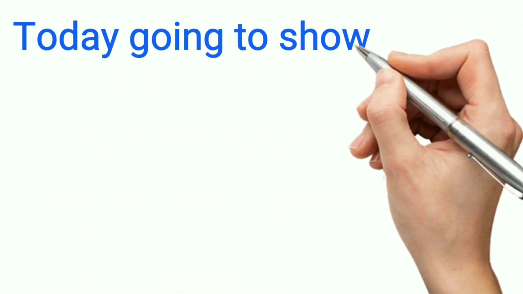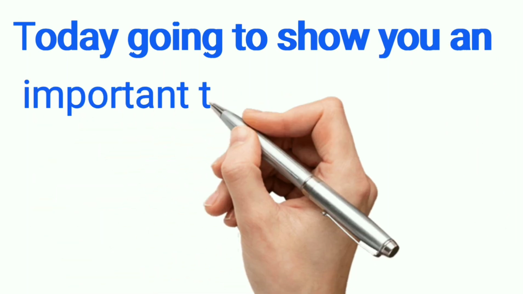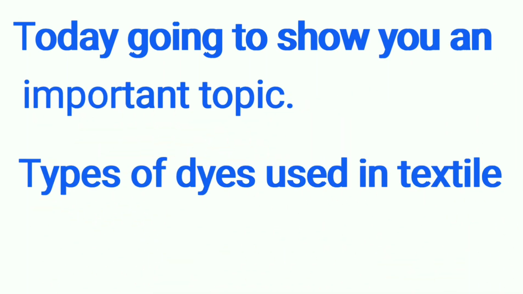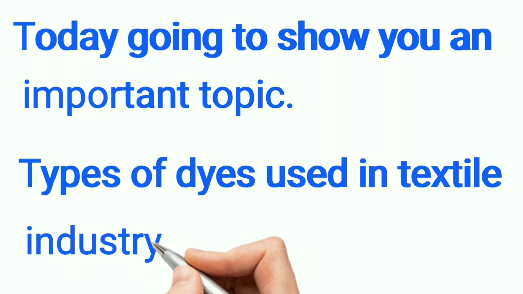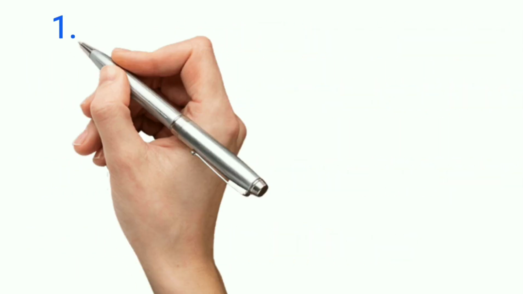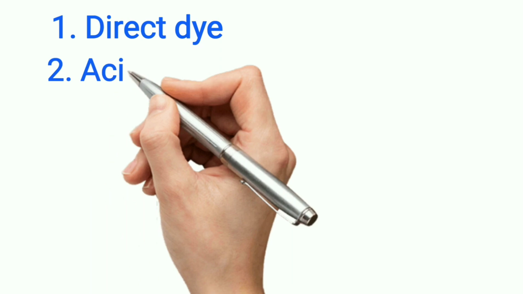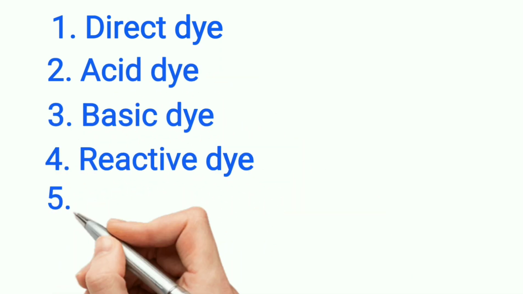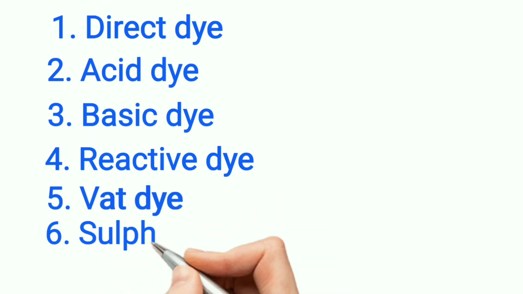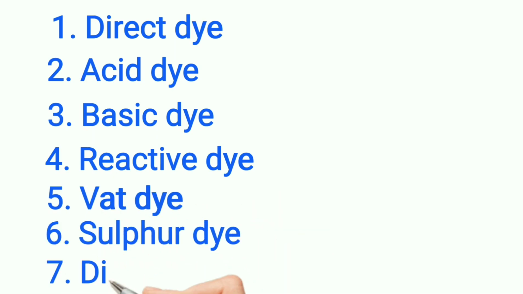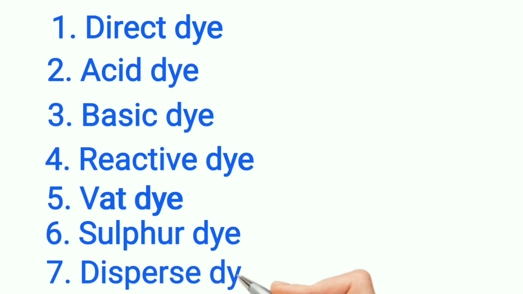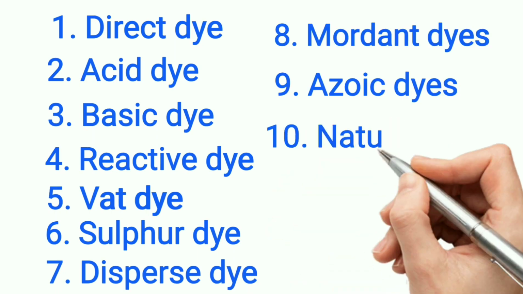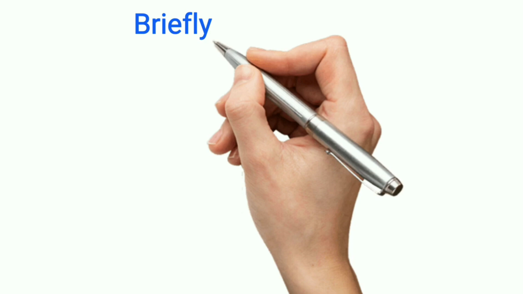Today I am going to show you an important topic: types of dyes used in the textile industry. One, direct dye; two, acid dye; three, basic dye; four, reactive dye; five, vat dye; six, sulfur dye; seven, disperse dye; eight, mordant dye; nine, azoic dye; ten, natural dyes. Briefly described.